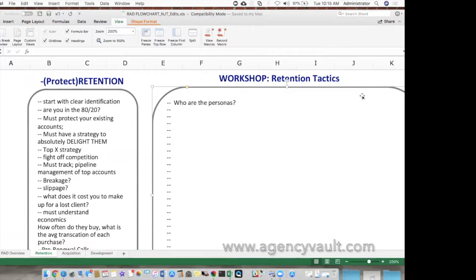What does it actually cost you to make up for a lost client, right? The reason that retention is first, even though technically we can't retain a client until we've acquired them, is that the RAD analogy makes sense. It's our most important, right? Every month, quarter, year that we retain a client is far more profitable than what it costs to acquire them. So we must understand the actual real cost of a lost client, the economics, right?